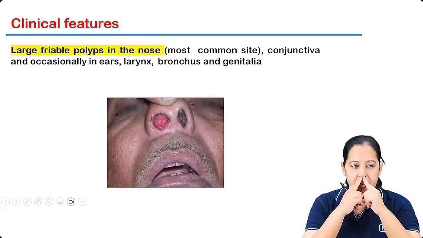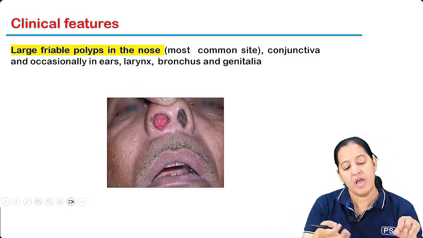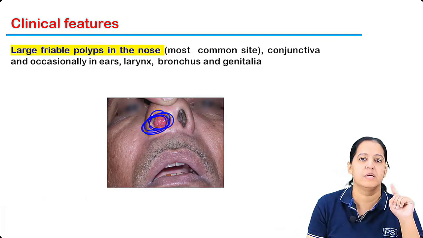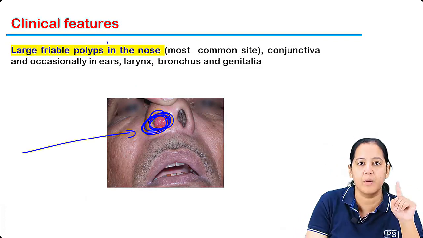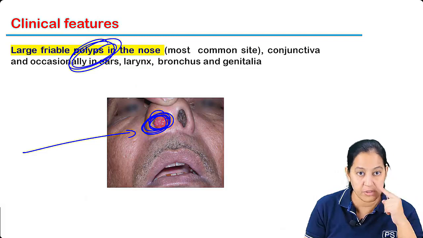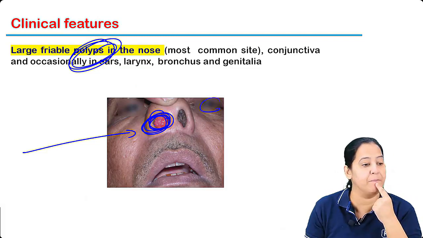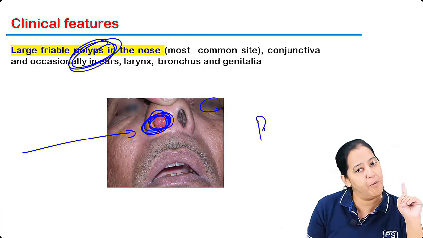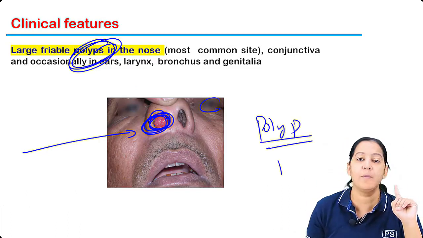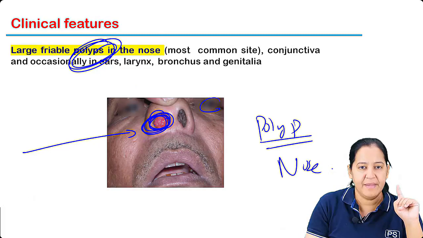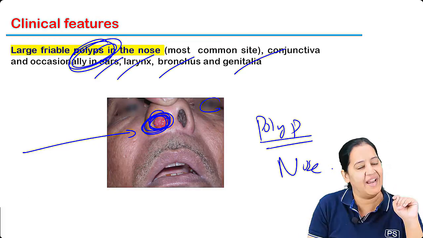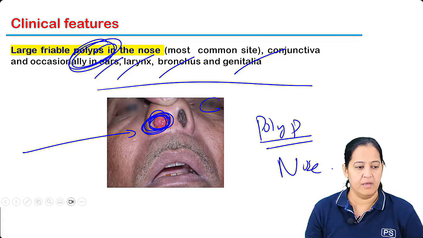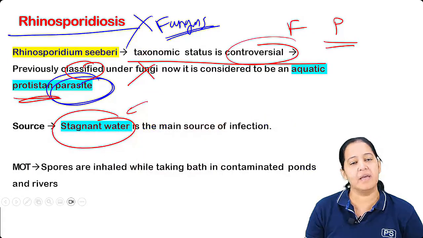Now water goes in the nose, water goes in the eyes, water goes in the mouth. Wherever it goes, it will make a polyp there, most commonly in the nose. So you will get a question on the polyp. Maybe on the nose, maybe on the conjunctiva, maybe in the buccal cavity, maybe in the ears. Polyp can be anywhere, but the polyp is there. The most important thing is polyp, most common in the nose. It can be in the ear, larynx, bronchus, genitalia, anywhere which part is exposed. So this is the clinical feature.